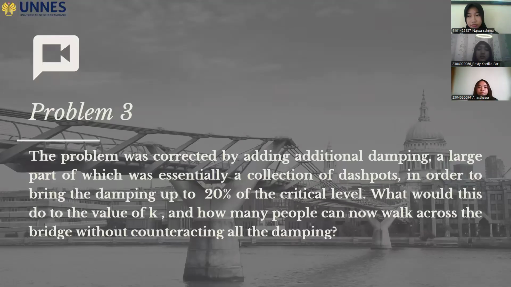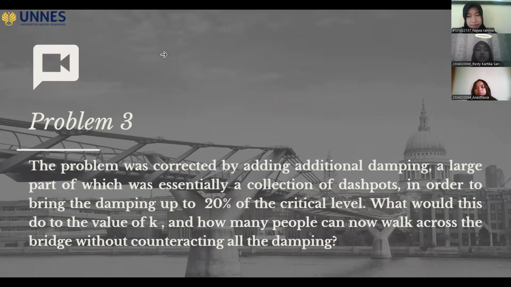Okay, the third problem is that the problem was corrected by adding additional damping, a large part of which was essentially a collection of dampers. In order to bring the damping up to 20% of the critical level, what would this do to the value of K, and how many people can now walk across the bridge without counteracting all the damping? Next, please.